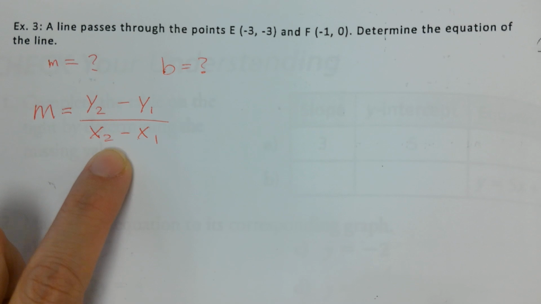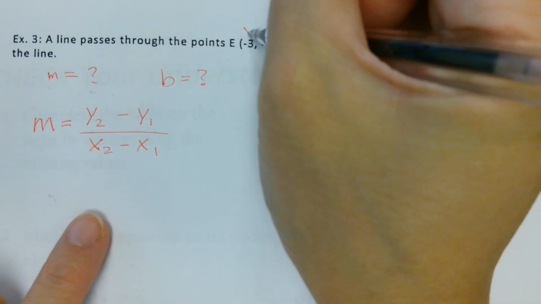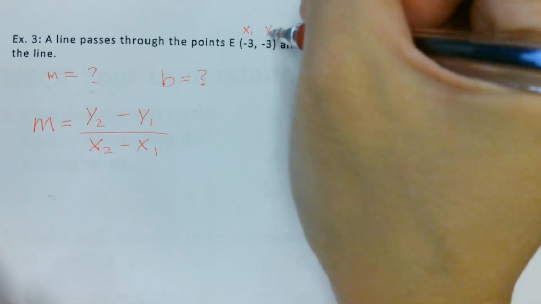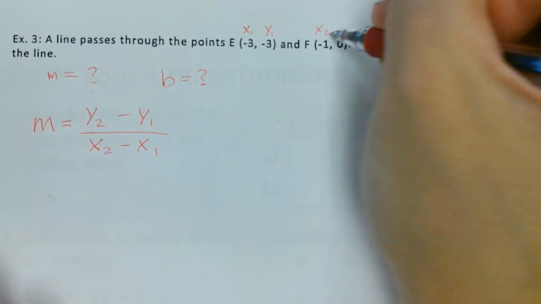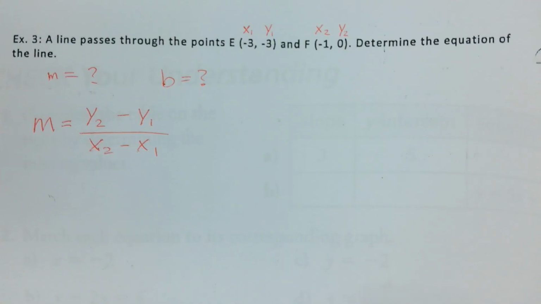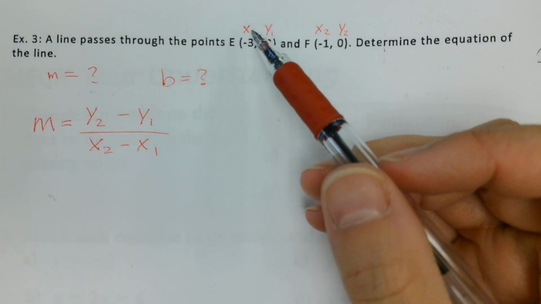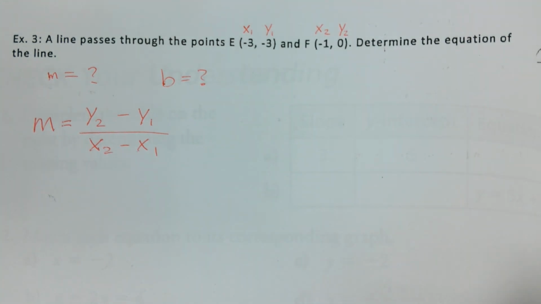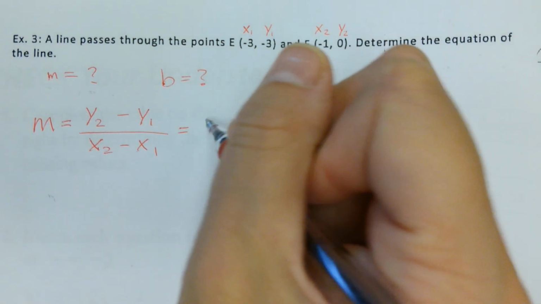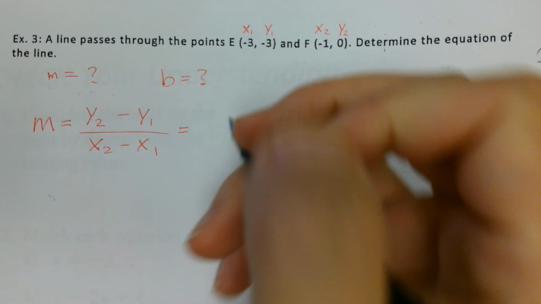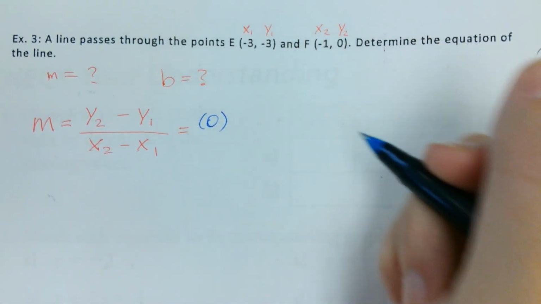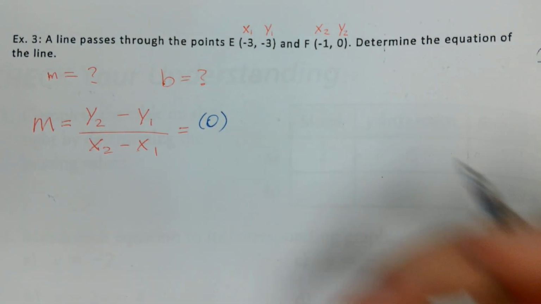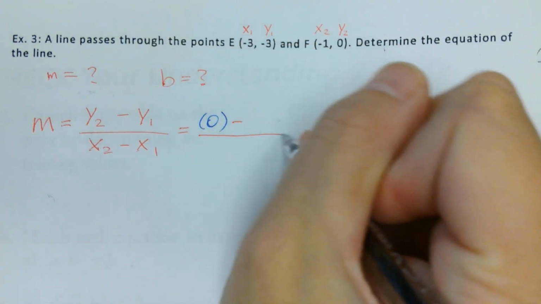It looks like this. So I'm going to call this x1, y1, x2, y2. Again, I like to write these subscripts on top so that I know exactly what I'm substituting. I don't make silly mistakes that way. So y2, what's y2? Good. y1? Good.